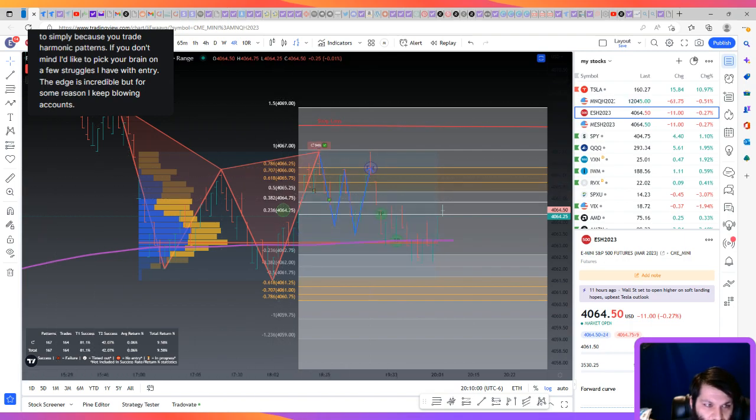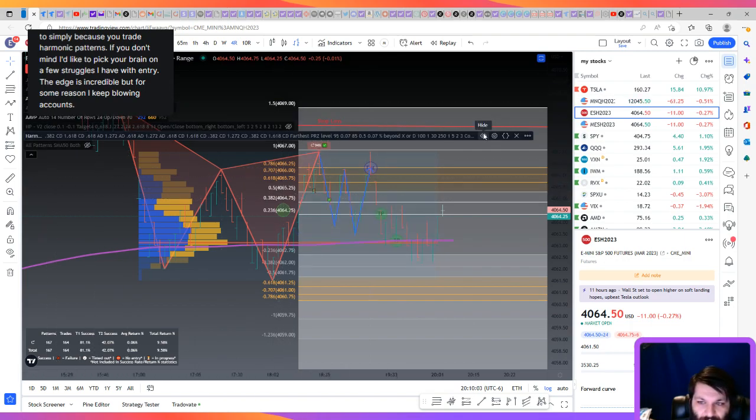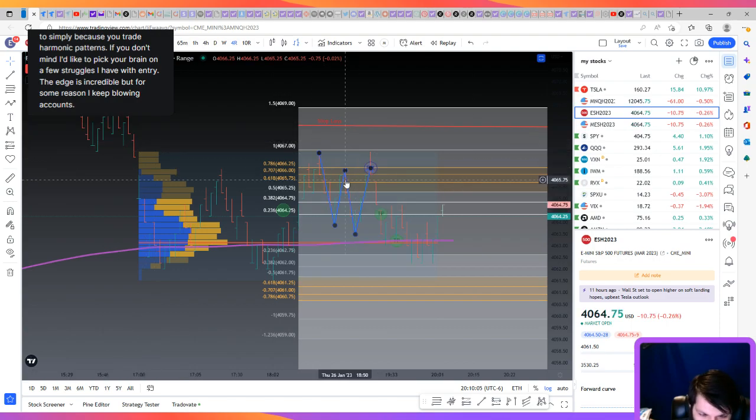So in this example, if this never touched the 786, I would never have entered, point blank. If it was to come up to here, the 707 or the 618, and then start dropping, I would have to wait for something else to show. If you go check my last YouTube video that I posted, you can get the settings. I also think I posted them here on TikTok, so just scroll through, I'm sure you'll find them.